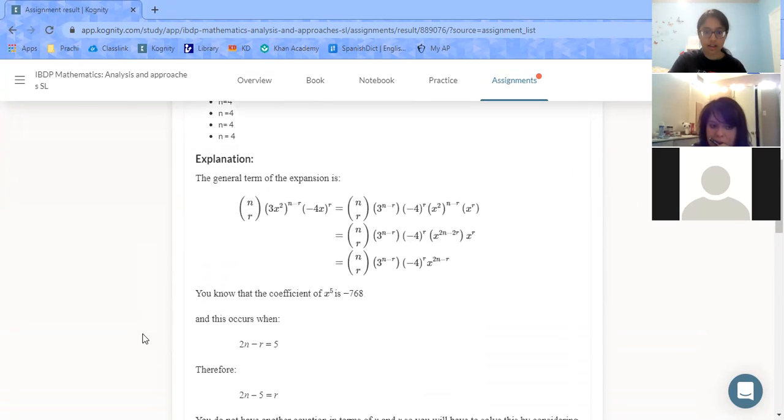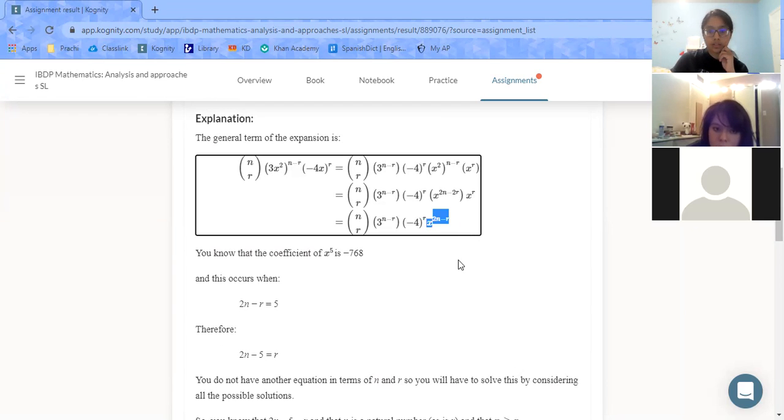So first you have to expand it out algebraically, because we know that the first term is going to be to the power of n minus r, and the second term is going to be to the power of r. Then you can separate the numbers, the coefficients, from the x's, right? So if you simplify it down, you get 3 to the power of n minus r times negative 4 to the power of r. And then the x squared is to the power of n minus r, and the x is just to the power of r. If you add the exponents and multiply, it simplifies down to x to the power of 2n minus r.